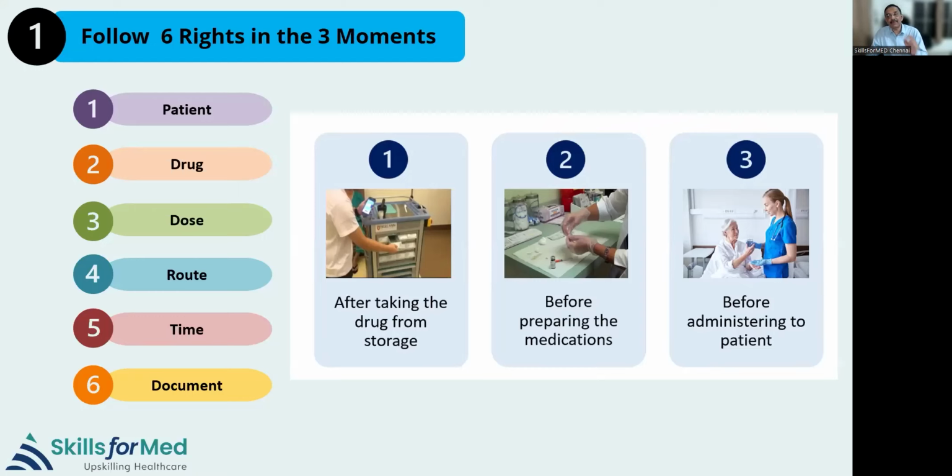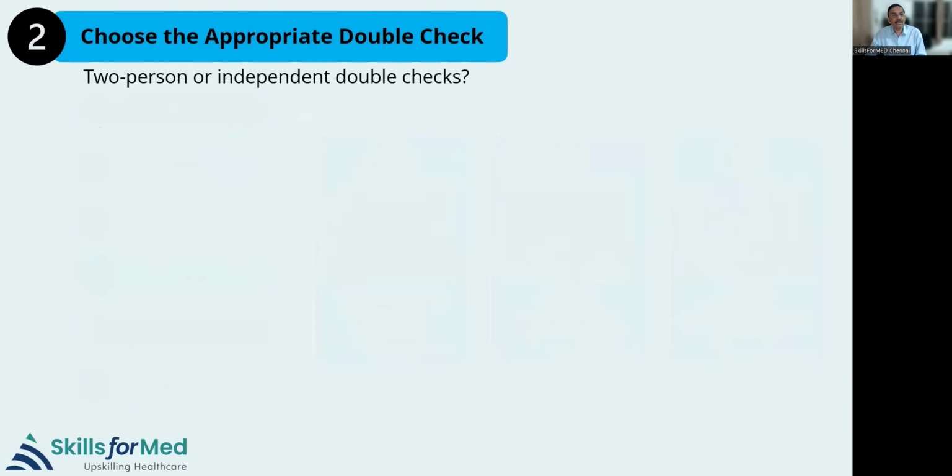Now, that is the first way in which we can reduce these errors. The second is to choose the appropriate double check. All of us know about it, we commonly do the double check, but there is something called an independent double check. I wanted to point that out to you.